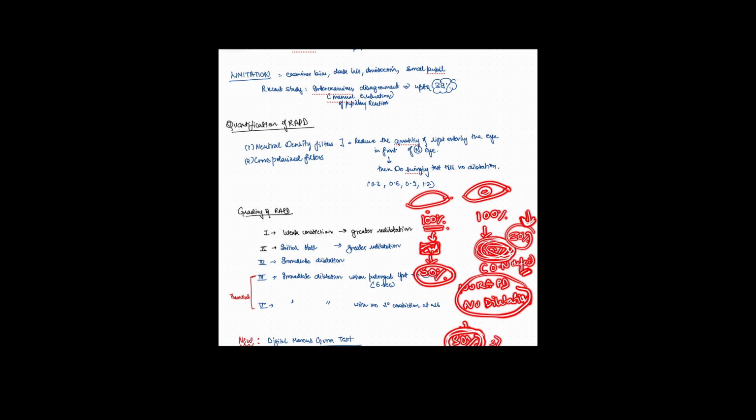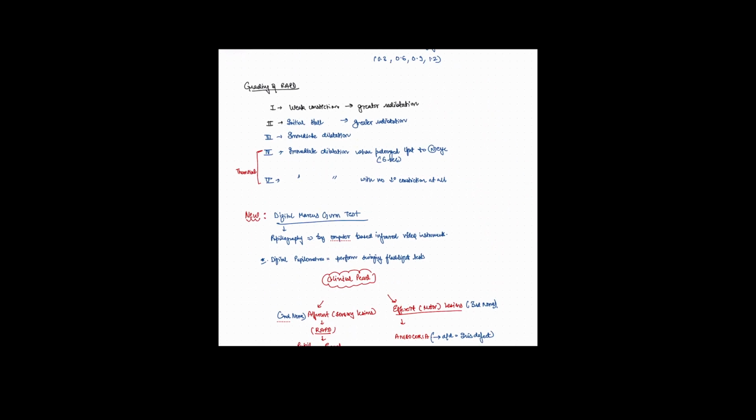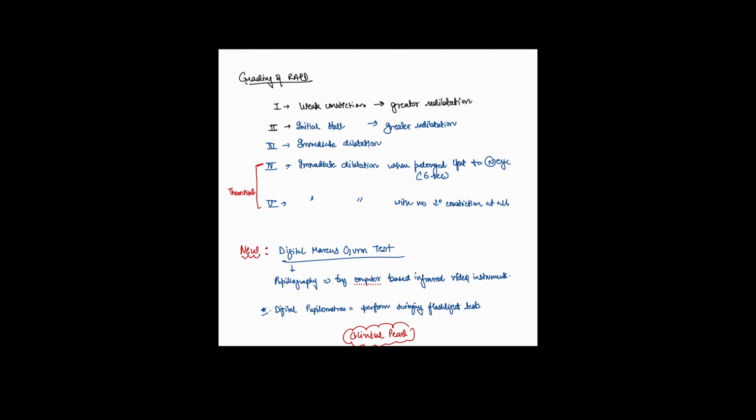We use log units like 0.3, 0.6, 0.9. In this way, we can quantify the RAPD. What is the grading of RAPD? Grade 1 is weaker constriction followed by greater redilatation of the normal eye. Then there is initial stall followed by the greater redilatation. In the third stage, there is no constriction, there is immediate dilatation as soon as we put the light in the abnormal eye.